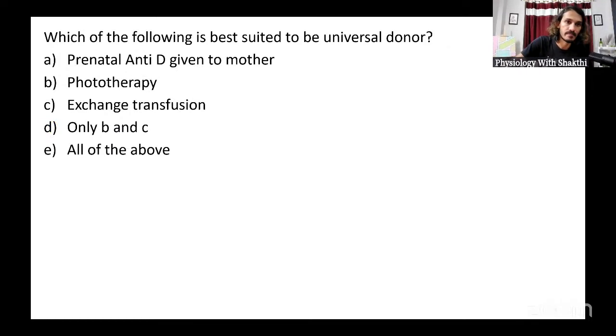Oh, sorry, let me change the question. Which of the following can be used as a treatment against hemolytic disease of newborn? Okay, the answer is all of the above. You can give prenatal anti-D, you can give phototherapy, you can give exchange transfusion.